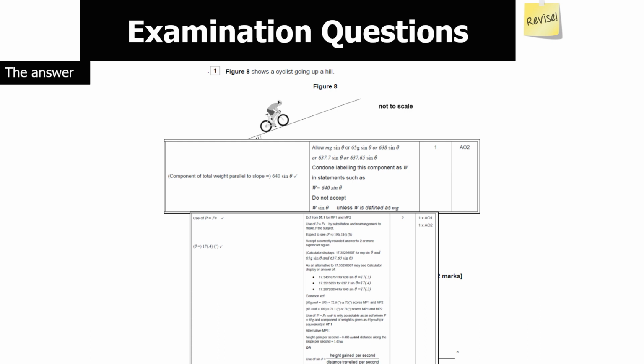Therefore you can work it through, for example, by doing 65g sine theta equals F. You can work it through like that and you get your answer to be 17.4 degrees.